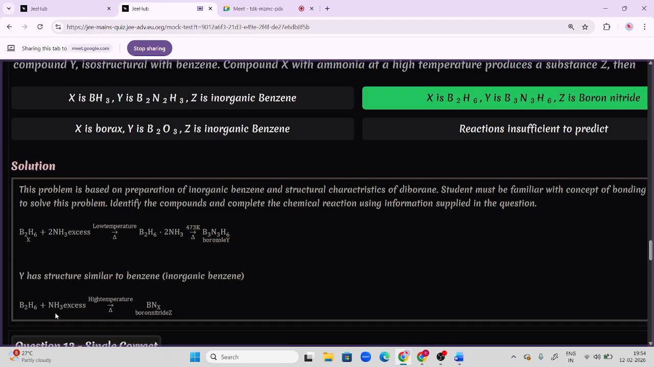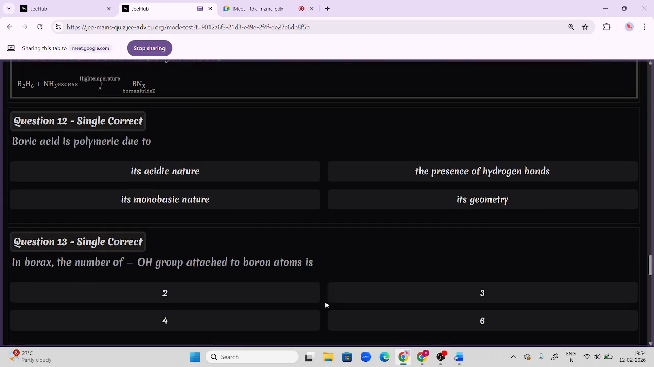Now if this compound is treated at high temperature, low temperature forms dot product, again heating forms borosine. If it is high temperature, what you get is boron nitride here, BNX. Okay, next question.